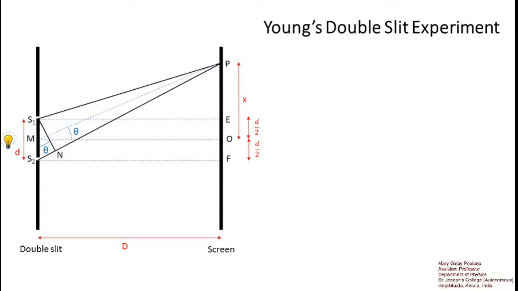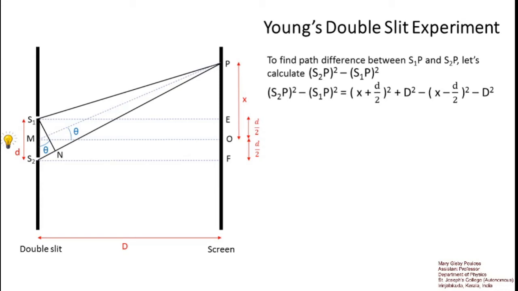Now, we are going to define the path difference between these two light rays from the double slits. So we have a light ray from S1 and another light ray from S2. And the path difference between these two rays will be the longer ray minus shorter ray, that is S2P minus S1P. Now to calculate that, first let us calculate S2P square minus S1P square.